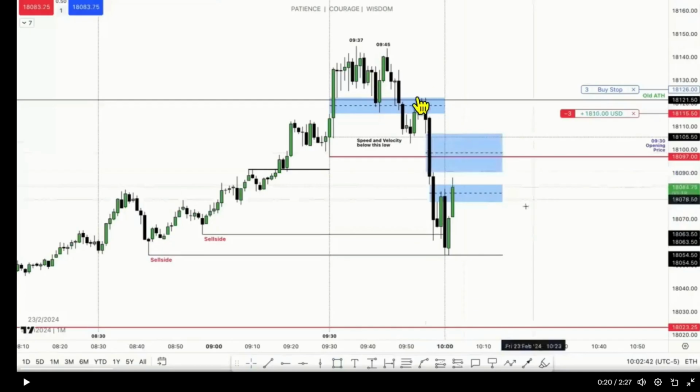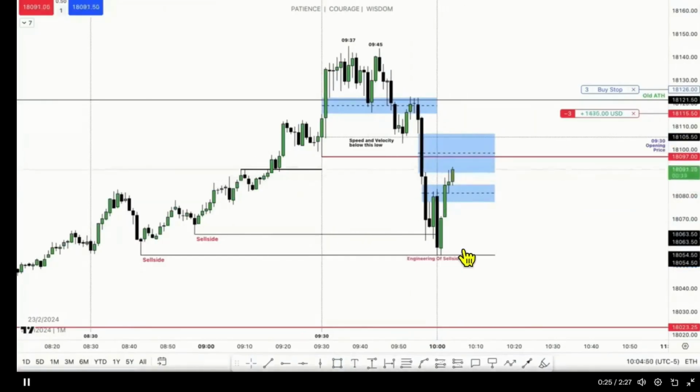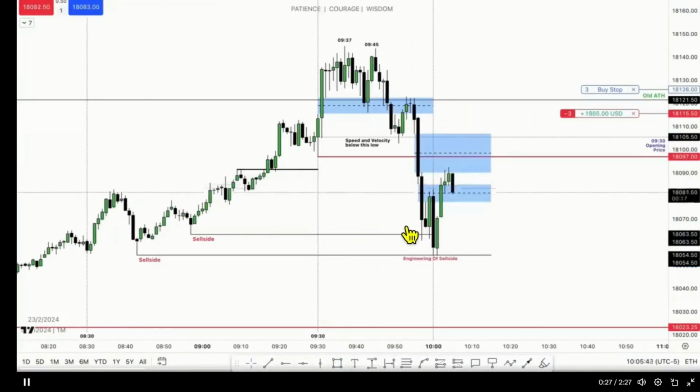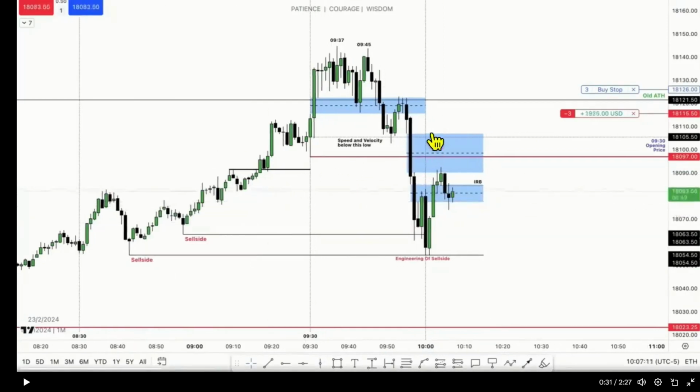No, because the higher time frame idea or analysis is always leading when it comes to determining where price likes to draw next. It's not just patterns for the sake of patterns. That's why you can see me say it's the engineering of sell side liquidity. And as long as price stays inside of the CB, I have nothing to worry about.